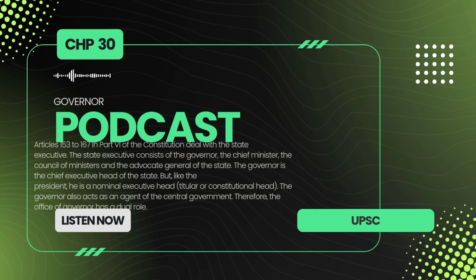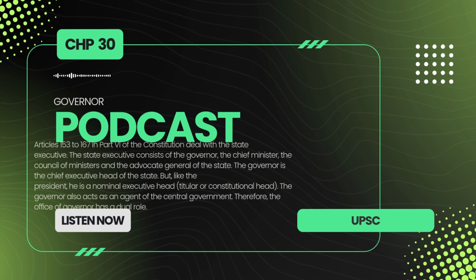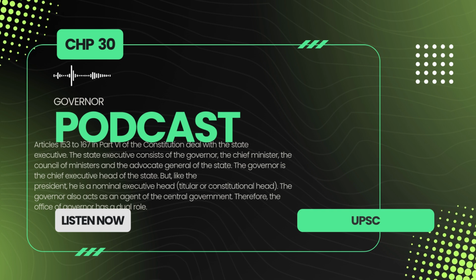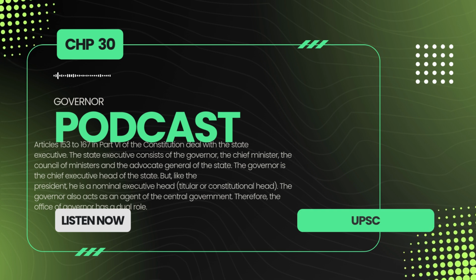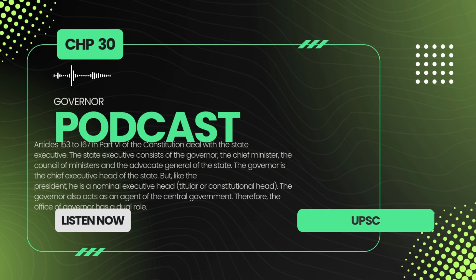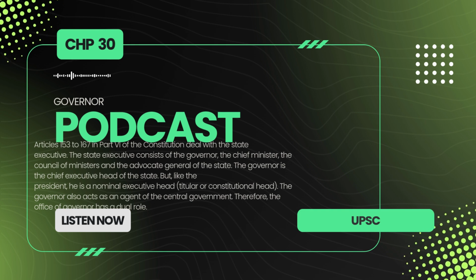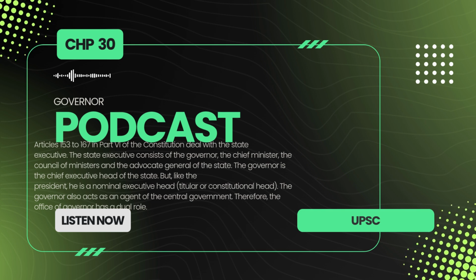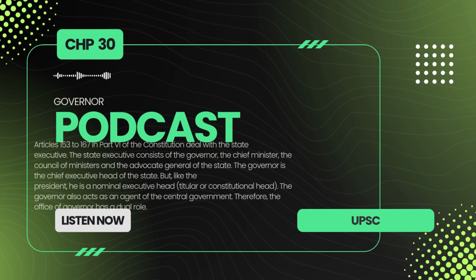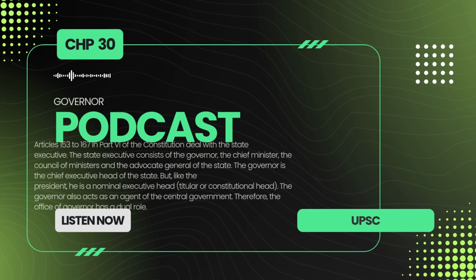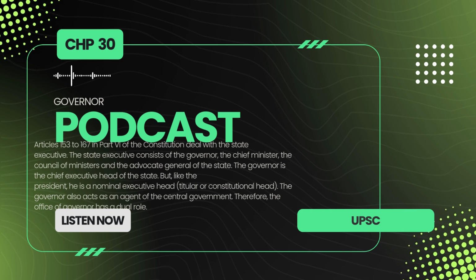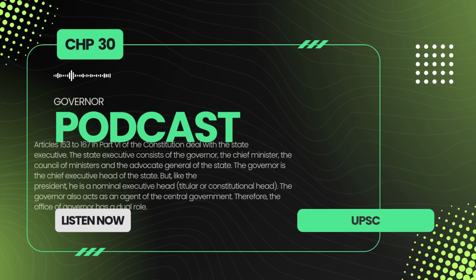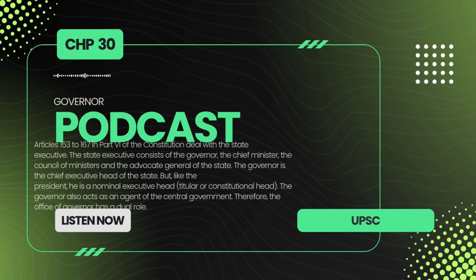The governor's powers are surprisingly extensive, and they're grouped into four main categories: executive, legislative, financial, and judicial. And trust me, some of these powers can really change the game. Okay, let's start with the executive powers. What can the governor actually do in that area? Well, they have the power to appoint the chief minister. In situations where one party wins a clear majority in the state assembly, it's usually a pretty straightforward process.